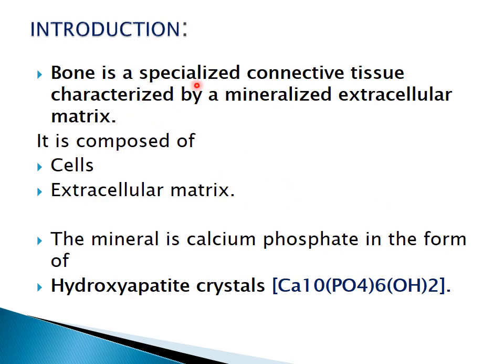Bone is a specialized connective tissue. It is characterized by a mineralized extracellular matrix. It is composed of cells and the extracellular matrix. The mineral is calcium phosphate in the form of the hydroxyapatite crystals.